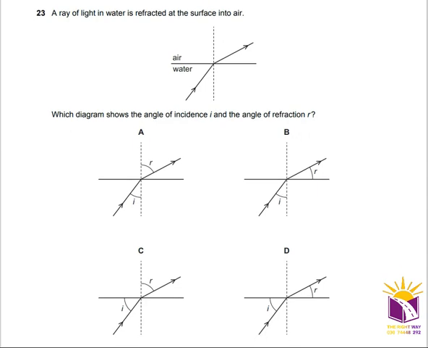Question number 23. A ray of light in water is refracted at the surface into air. The diagram shows the angle of incidence and the angle of refraction. Which diagram shows this? So this will be your angle of incidence and this should be your angle of refraction, because both the angles should be with the normal. So A is the right option.